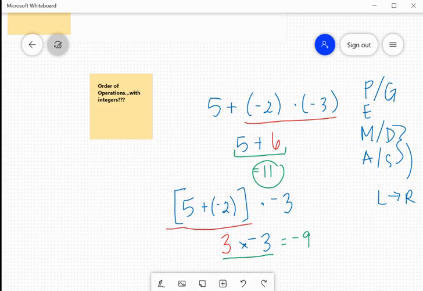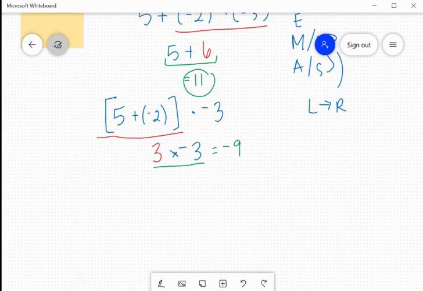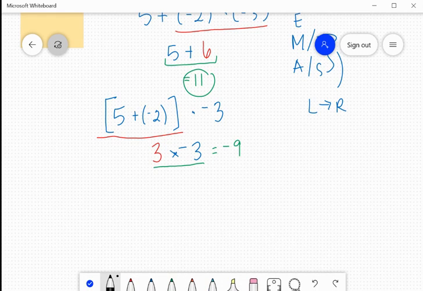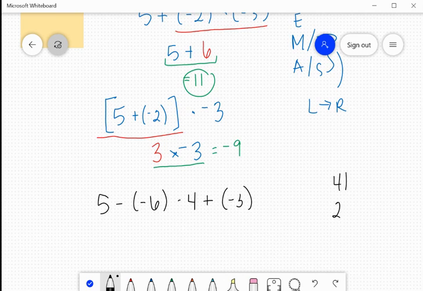So let's go ahead and take a look together at A. And A gives us this problem. And we have 5 minus -6 times 4 plus parentheses -3. And in this problem, we have two different students coming up with two different answers. One answer is Jamar says that it equals 41. Elena says it is 26.